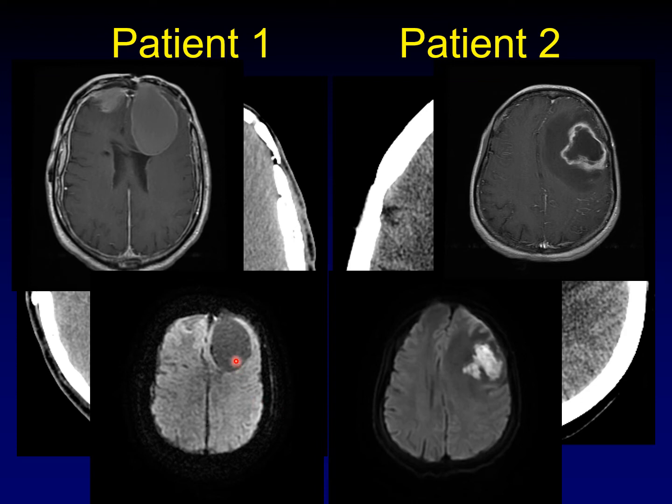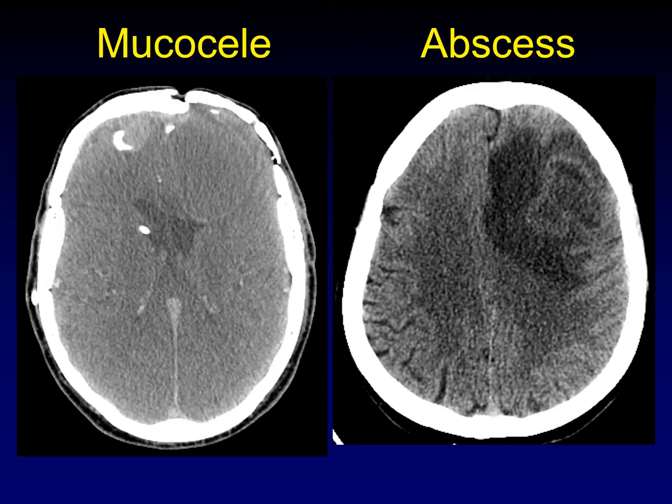Importantly, patient 1 shows no evidence of restricted diffusion within the contents of the mass, whereas patient 2 does show restricted diffusion. Does that help you come to a conclusion? Patient 1 has a mucocele.